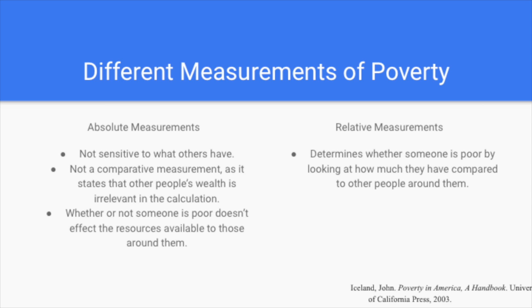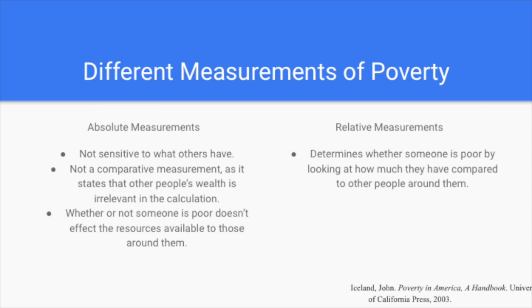There are two different measurements of poverty: absolute and relative. Absolute measurements of poverty are a measurement that is not sensitive to what others have. It is not a comparative measurement, as it states that other people's wealth is irrelevant to the calculation. Whether or not someone is poor doesn't affect the resources available to those around them. The OPM is an absolute measurement.